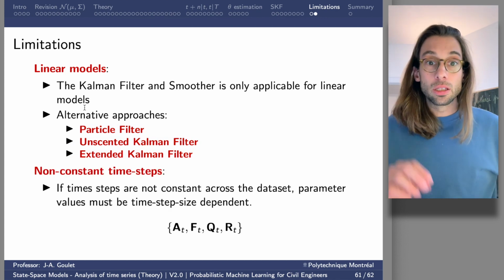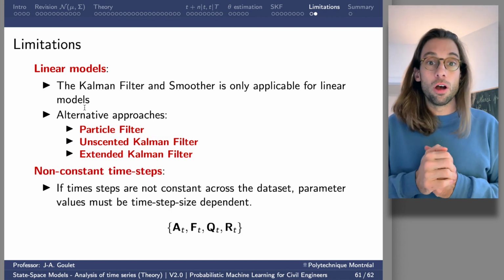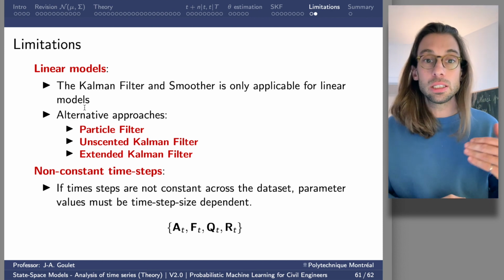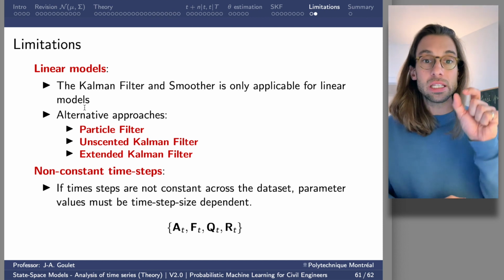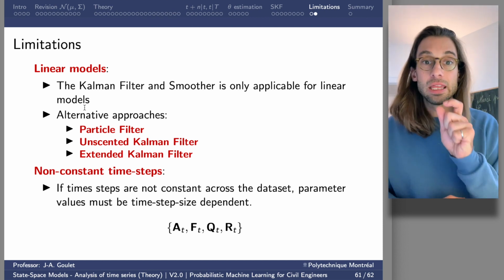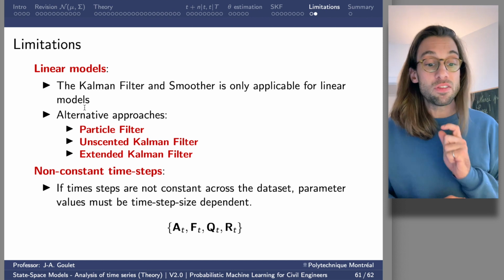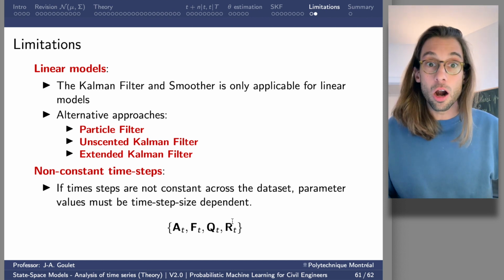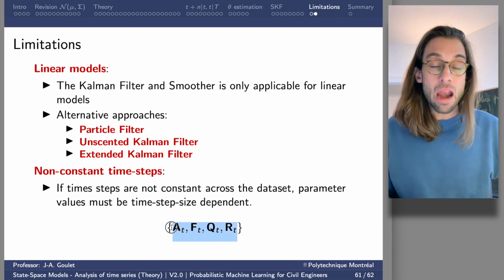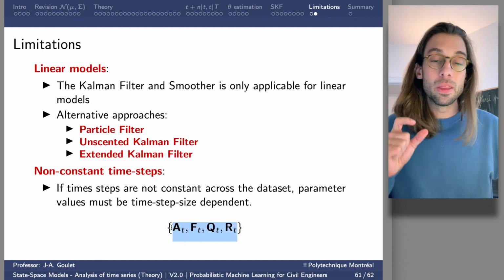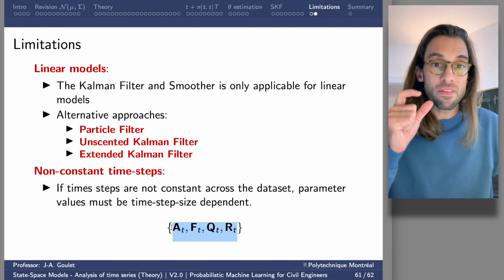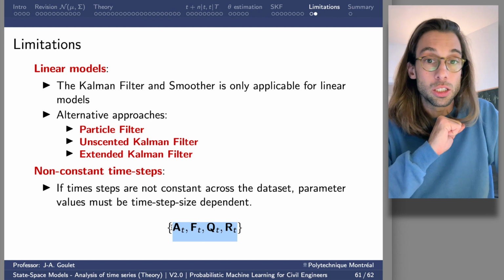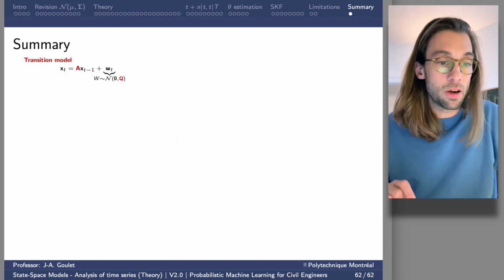Then another issue that consistently arises in practice is when you have non-uniform time steps. All these things we've seen assume that we always have a time step for data collection that is uniform. If it's not the case, you have to be careful. You cannot directly use the same A, F, Q, and R matrices. These have to vary over time and now become time dependent. So you have additional considerations to take care of if you have non-constant time steps. So be careful with this.